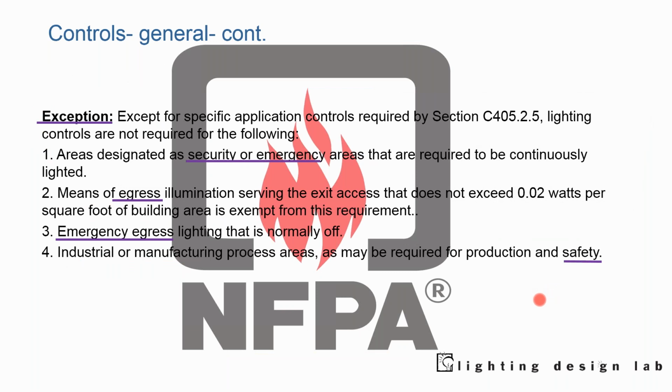Controls general, continued. So the exception is, except for the specific applications controls required in this section 405.2.5, lighting controls are not required for the following: areas designated as security emergency areas, means of egress, emergency egress, and industrial manufacturing areas as may be required for production and safety. So this is kind of a big loophole for factories and manufacturing.